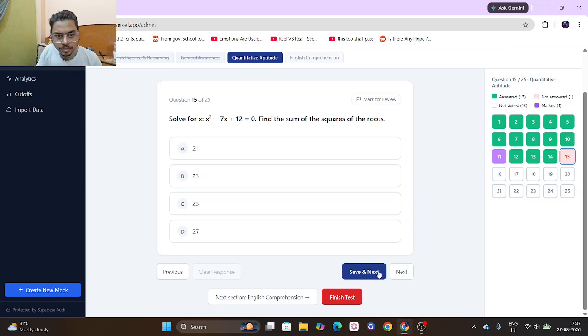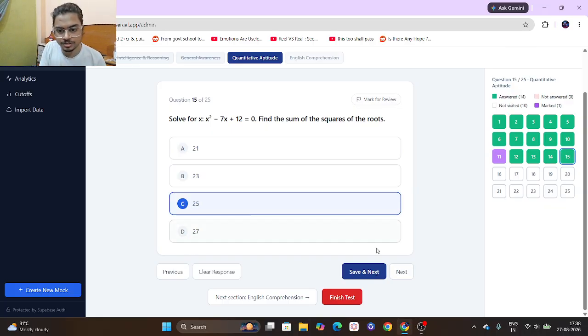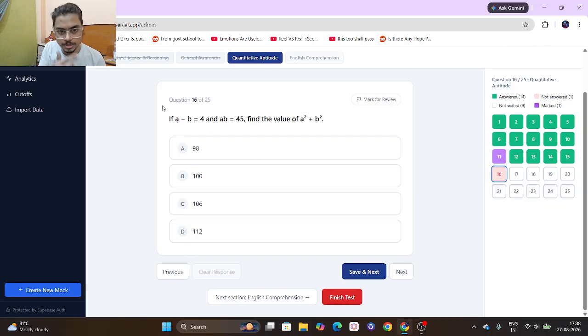एक रूट तो आ जाएगा 4, एक रूट आ गया 3. Find the sum of the squares of the roots. तो 4 स्क्वायर प्लस 3 स्क्वायर, 16 प्लस 9, 25. Nice. a minus b is this, ab is this. अरे a minus b का होल स्क्वायर, a स्क्वायर प्लस b स्क्वायर माइनस 2ab. 16 is equal to a square plus b square minus 90. तो 106. Nice.